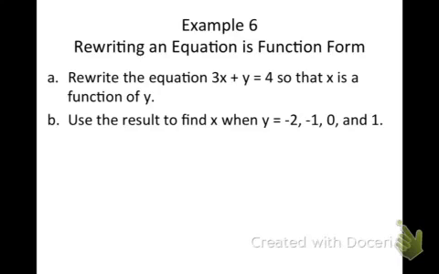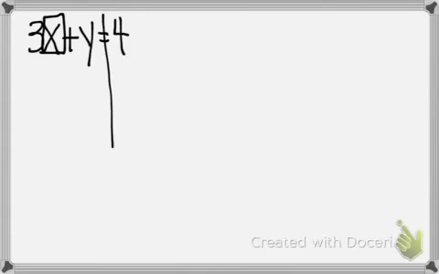Example 6. Rewrite the equation 3x plus y equals 4 so that x is a function of y. Use the result to find x when y equals negative 2, negative 1, 0, and 1. Our equation is again 3x plus y equals 4. But this time we're solving for x.